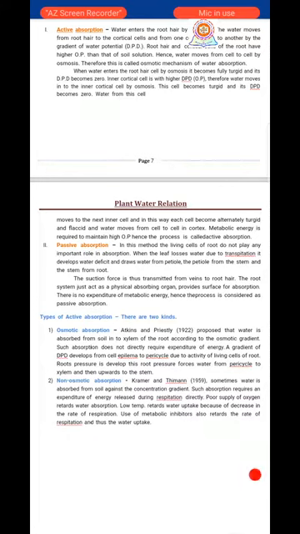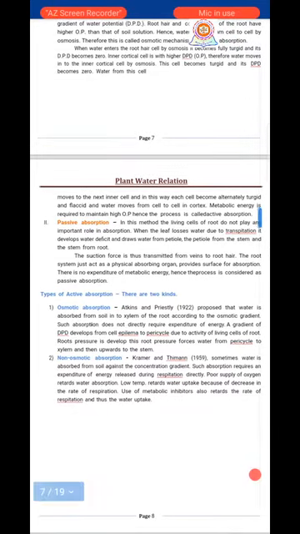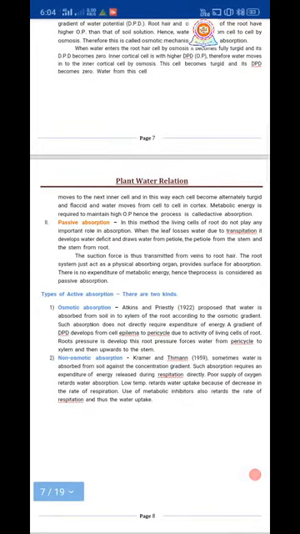What happens in the passive absorption? In the passive absorption, there is no need of energy. Because of transpiration, suction force is generated, and because of that suction force, water moves in an upward direction. That's why it is known as passive absorption.